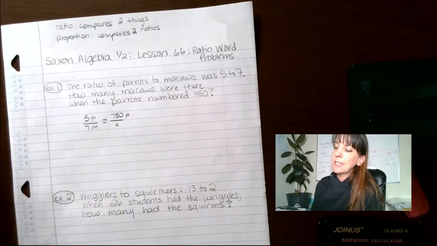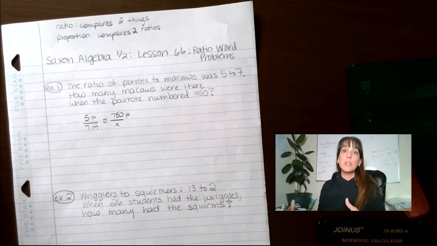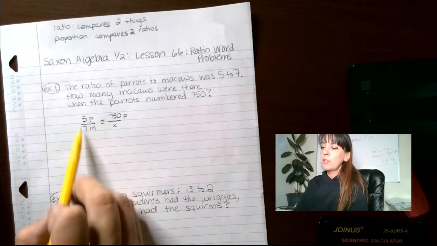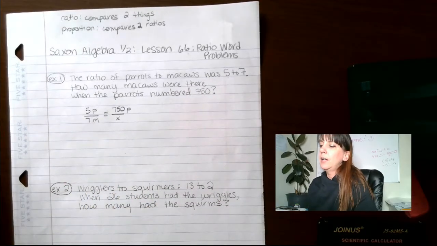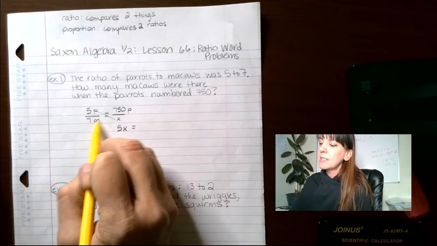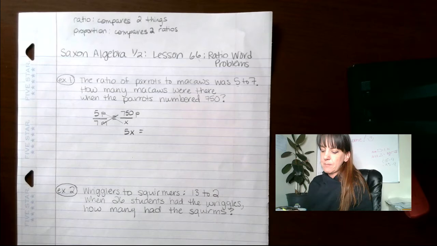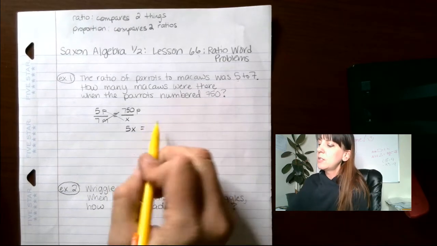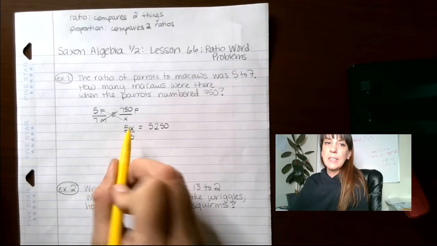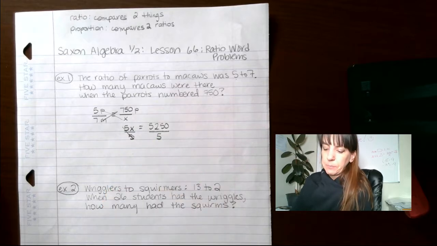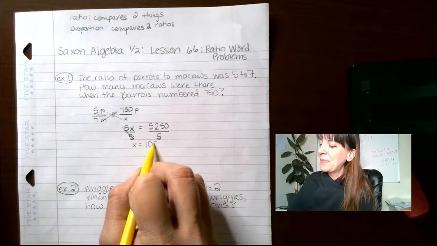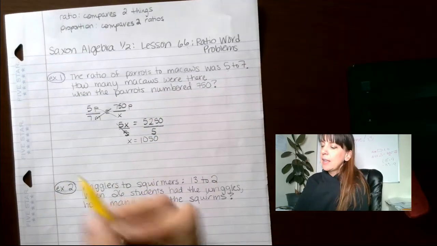So 750 parrots. Okay, those variables are just there as sort of a unit refresher, right? So you don't have to keep those there. But when you set up your problem, I want you to make sure you know what each number means, so that it helps you make sense of it. So we're going to cross multiply now. We get 5 times x is 5x equals 7 times 750. That's going to give us 5,250. Divide both sides by 5 to get that x by itself. And that gives us 1,050.